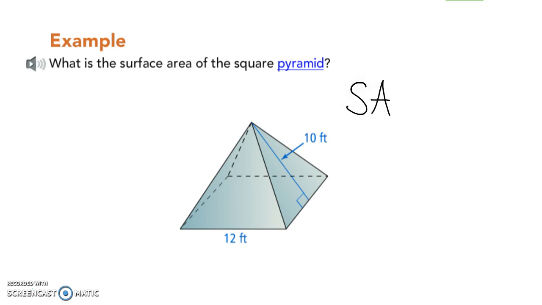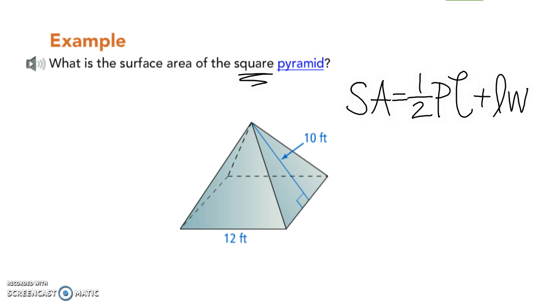Surface area equals 1/2 P, the perimeter, times the slant height, plus, now what is the area of the base of this shape? The base of the shape is a square. What is the area of a square? Length times width. Okay? Remember that this is the slant height, this is the length. Don't get those mixed up.